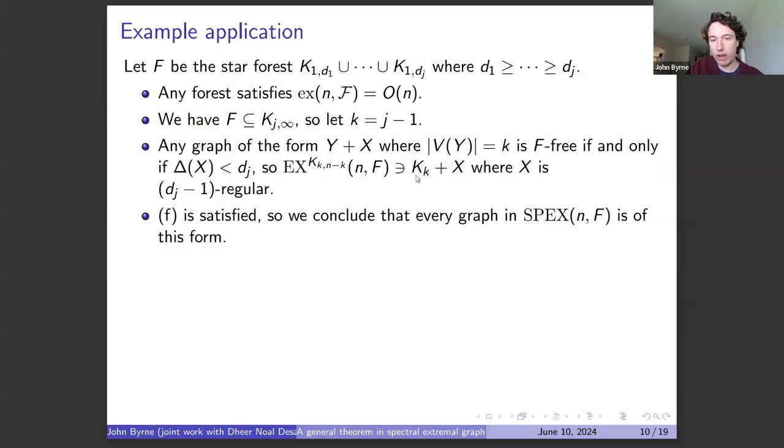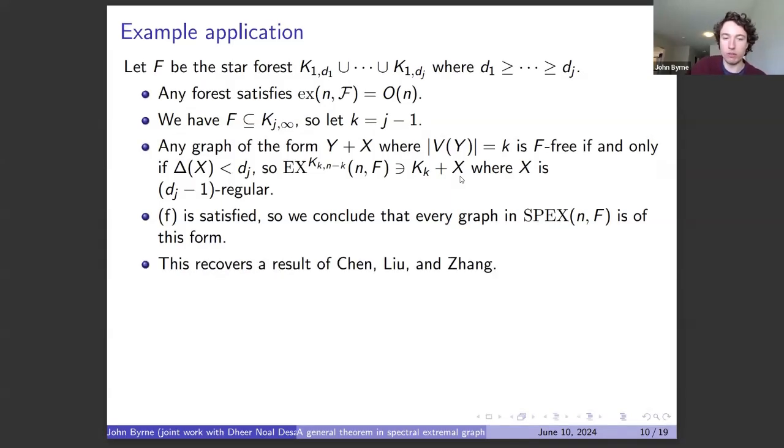And in fact, any one of these graphs has the same spectral radius, as long as you're DJ minus one regular instead of almost DJ minus one regular, which can be shown using equitable partitions. And so at that point, we recover a result of Chen, Liu, and Zhang, that every spectral extremal graph for the star forest is also edge extremal.